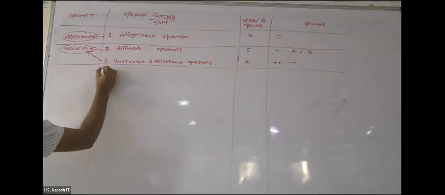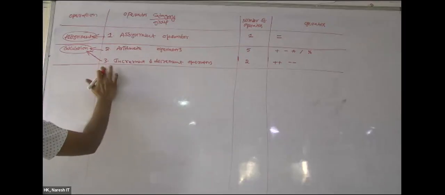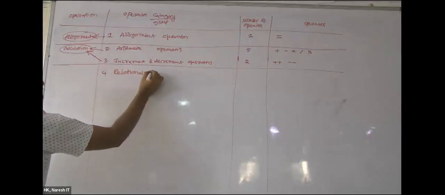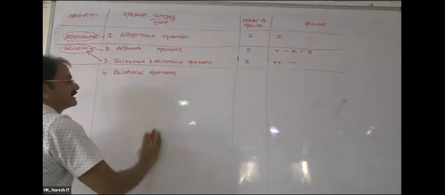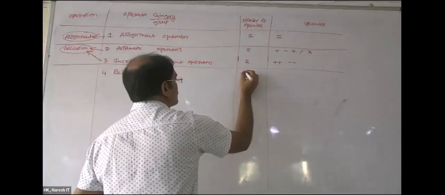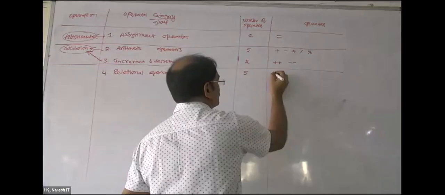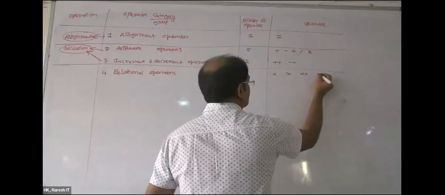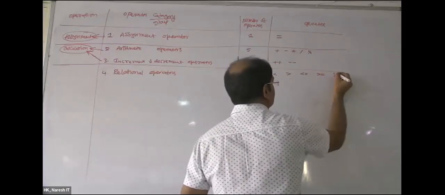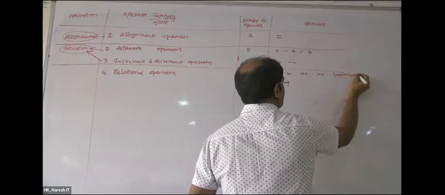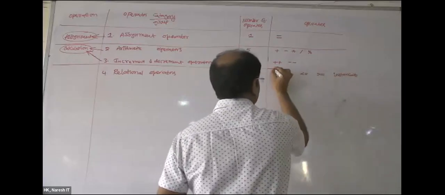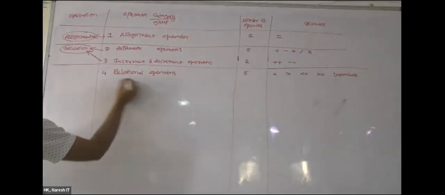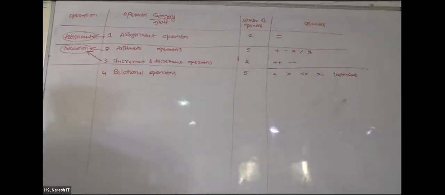The next, fourth operator, relational operators. How many? 5. What are they? Less than, greater than, less than or equal to, no space, greater than or equal to, no space, instanceof. No space. All letters are small. The o is not a capital letter. Instanceof with o small letter, not capital. Don't write any row line.